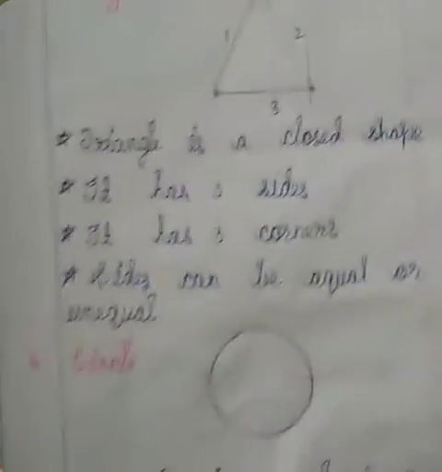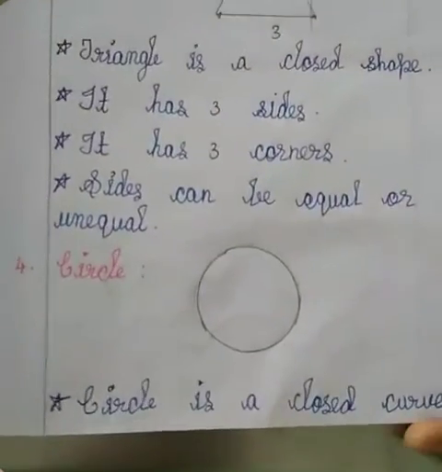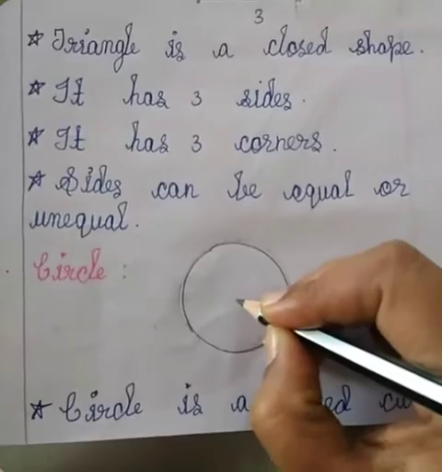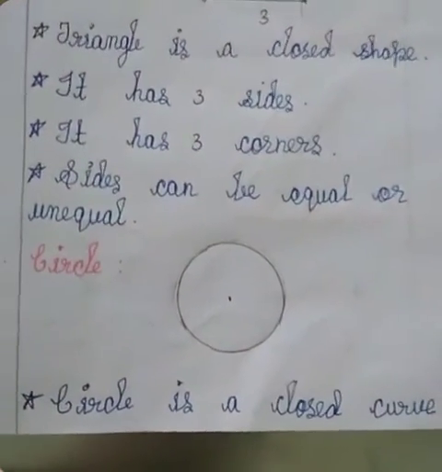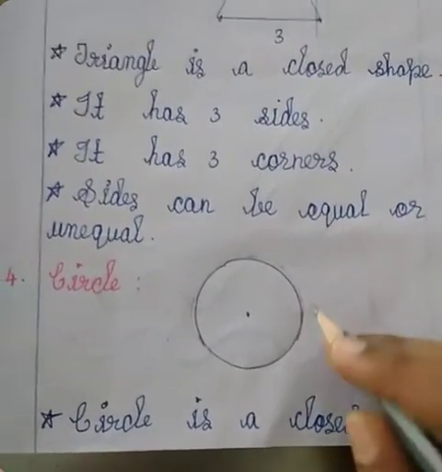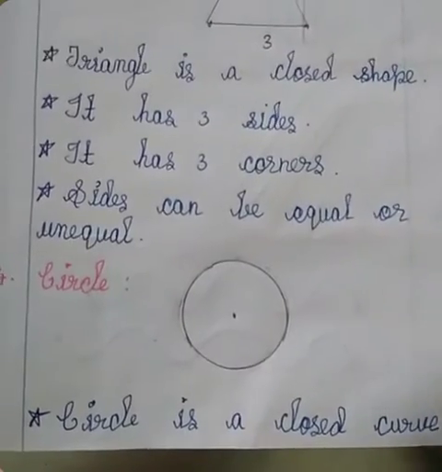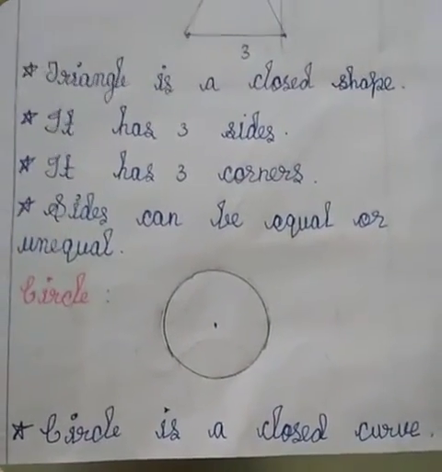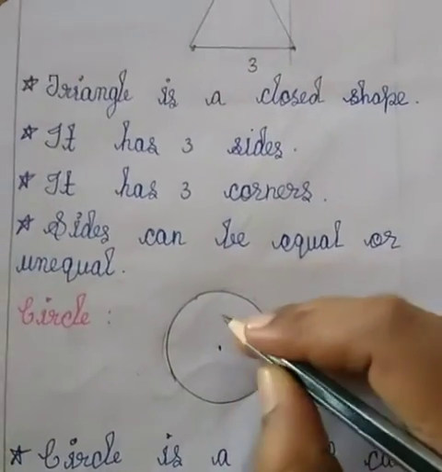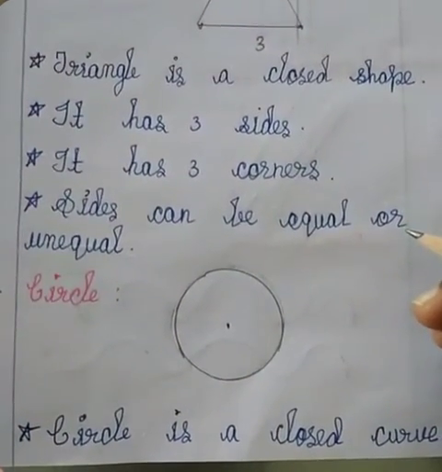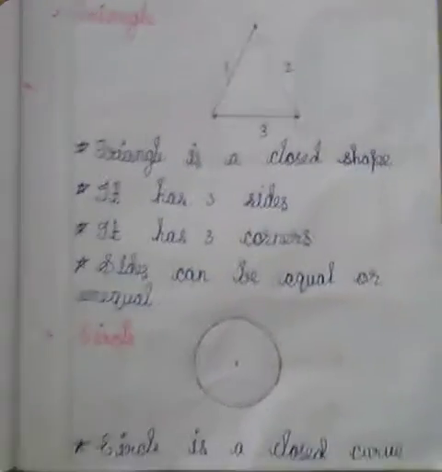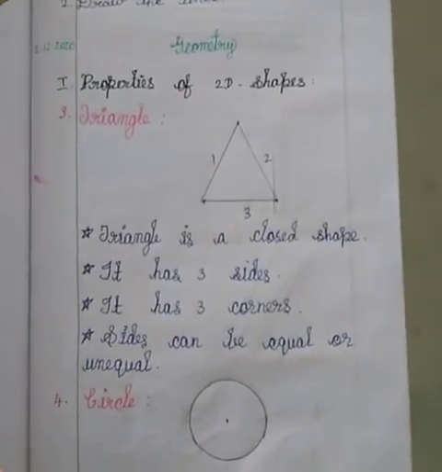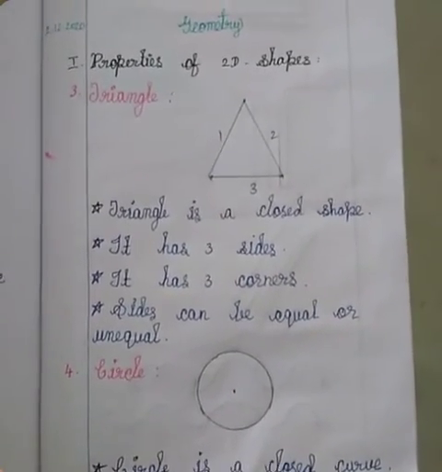See the next one, the fourth one, circle. Circle has one center point. See the properties of circle. There is only one property for circle. Circle is a closed curve. See, circle is closed. That's why circle is a closed curve. These are the properties of triangle and circle.